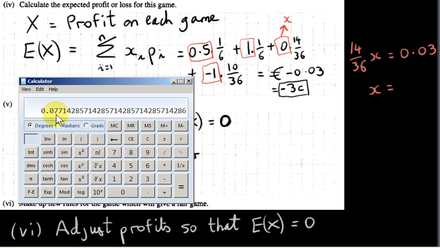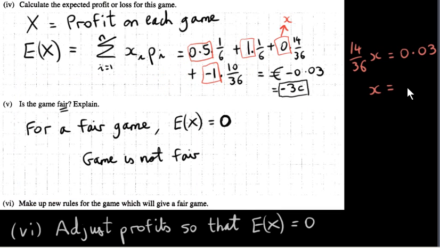So here is what we get for x. So remember, this value is in euros. All the profits were in euros. So this is, to two decimal places, 0.08 euros, or 8 cents. So if we replace x with 0.08, then the expected value of x will come to minus 0.03 plus 0.03, which is 0.